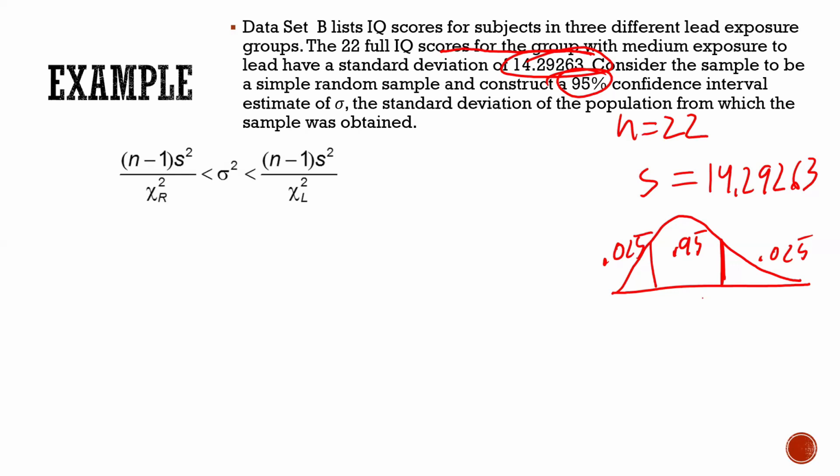It's not in the formula directly, but we have it in the degrees of freedom, which is going to be 21. What else are we missing? I can find it, but I don't have it now. I can't just jump in because I'm missing chi-squared L and chi-squared R. Remember, this is chi-squared L, and this is chi-squared R.